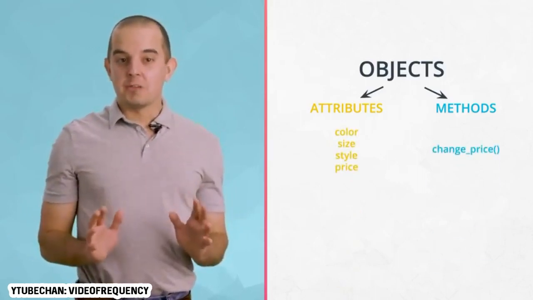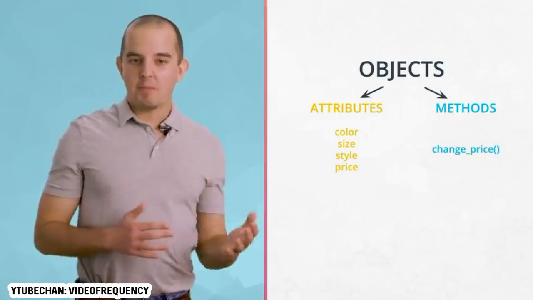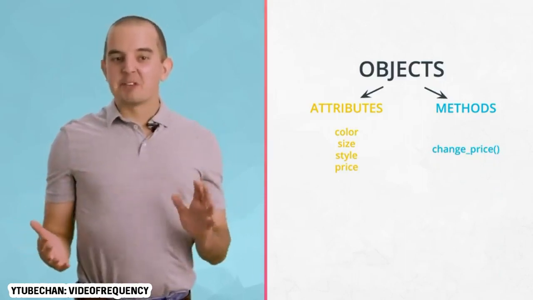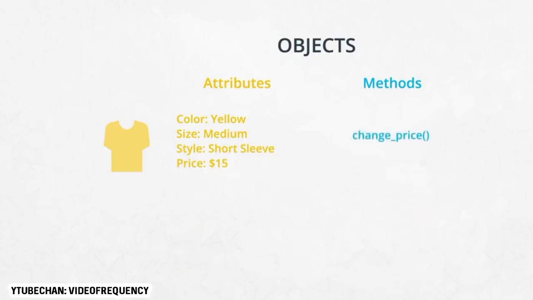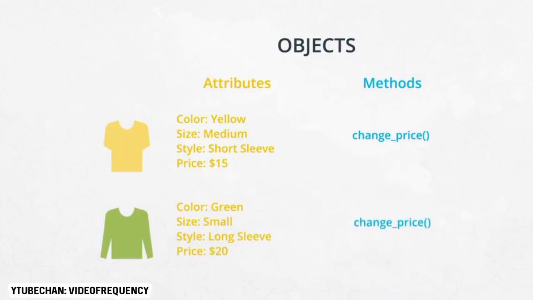There are two more terms I want to differentiate for you: object versus class. Here's a reminder of what I mean by object. To continue with the shirt example, an object would be a specific shirt, like a yellow shirt, size medium, short-sleeved style with a price of $15. The yellow shirt could change its price. Another object would be a different shirt, like a green, small, long-sleeve shirt that costs $20. The green shirt could change its own price as well.